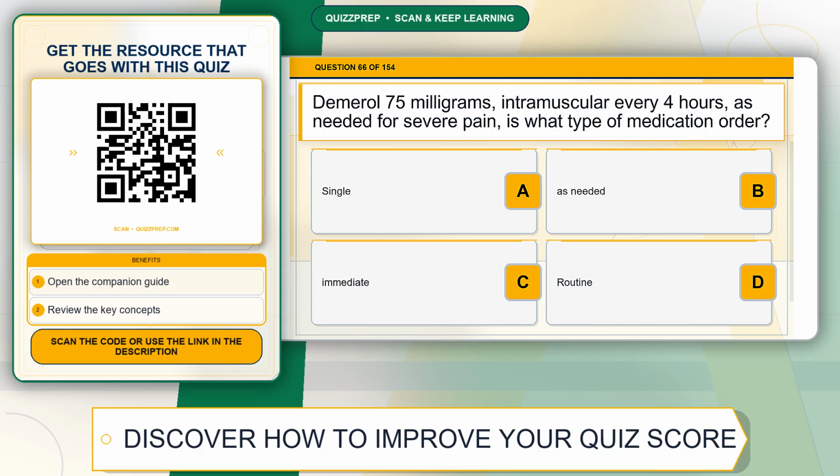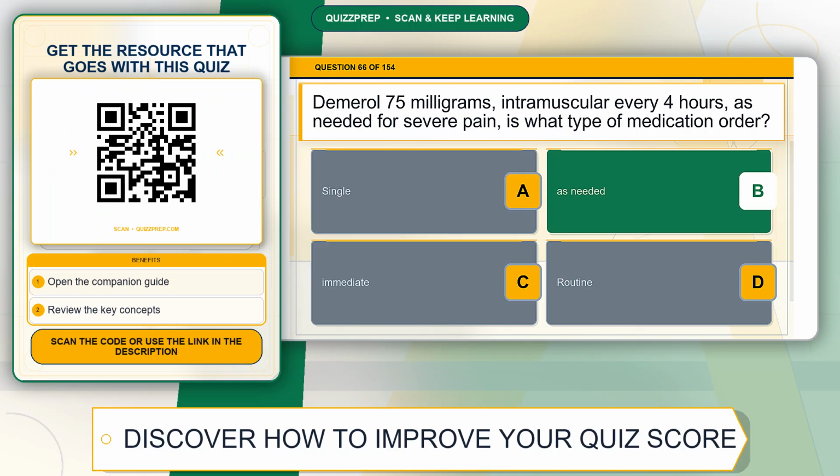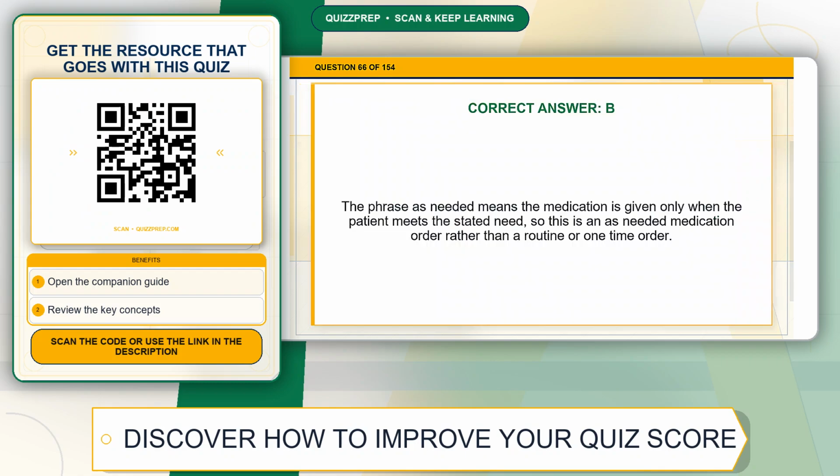Question 66. Demerol 75 mg, intramuscular every 4 hours, as needed for severe pain, is what type of medication order? Option A, single. Option B, as needed. Option C, immediate. Option D, routine. The correct answer is option B, as needed. Explanation. The phrase as needed means the medication is given only when the patient meets the stated need, so this is an as needed medication order rather than a routine or one-time order.